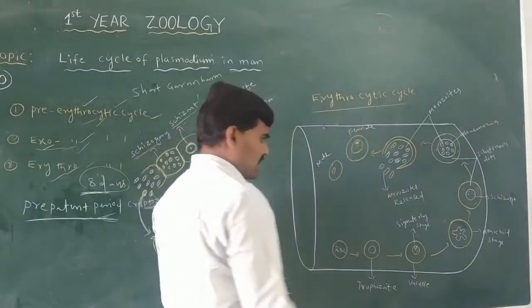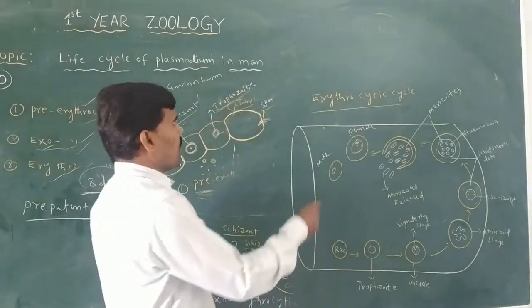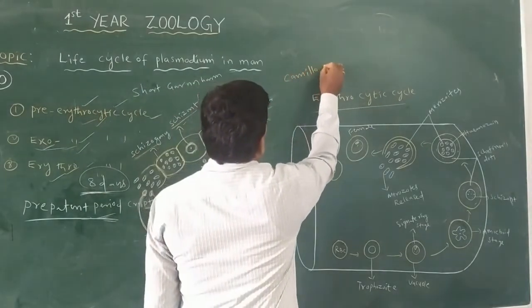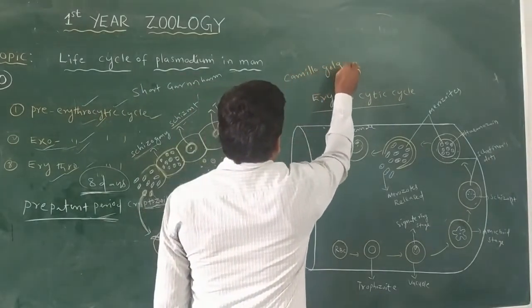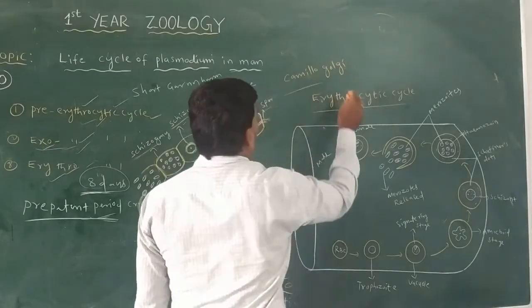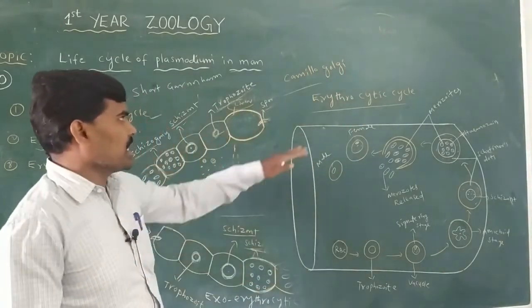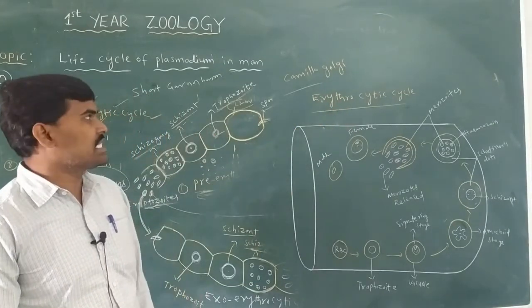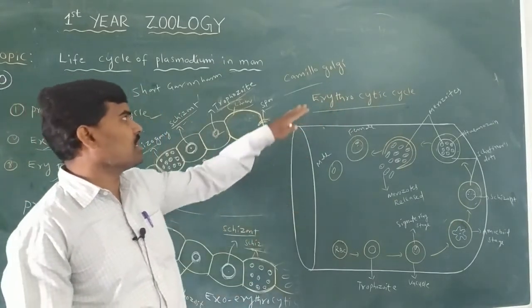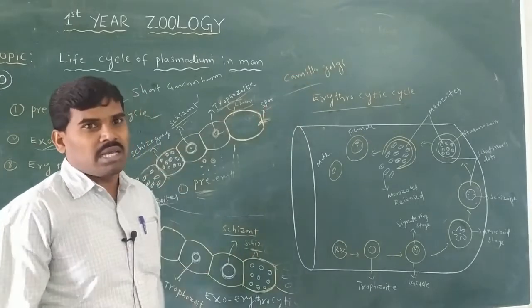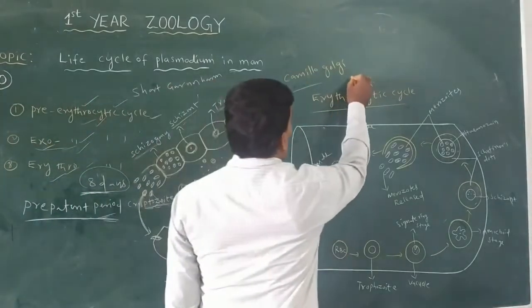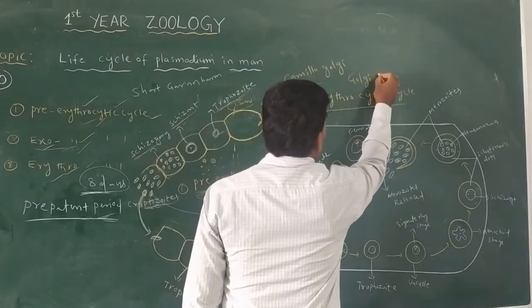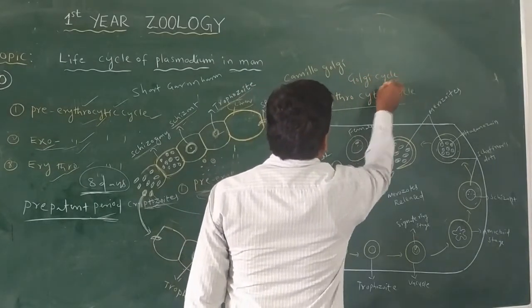It was described by the scientist Camillo Golgi. Hence the name is called the Golgi cycle.